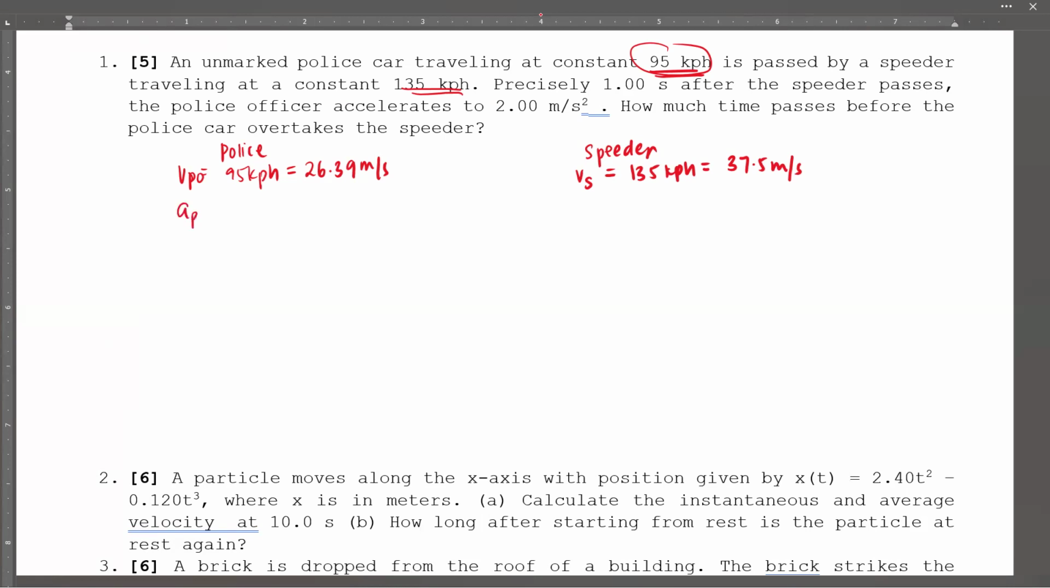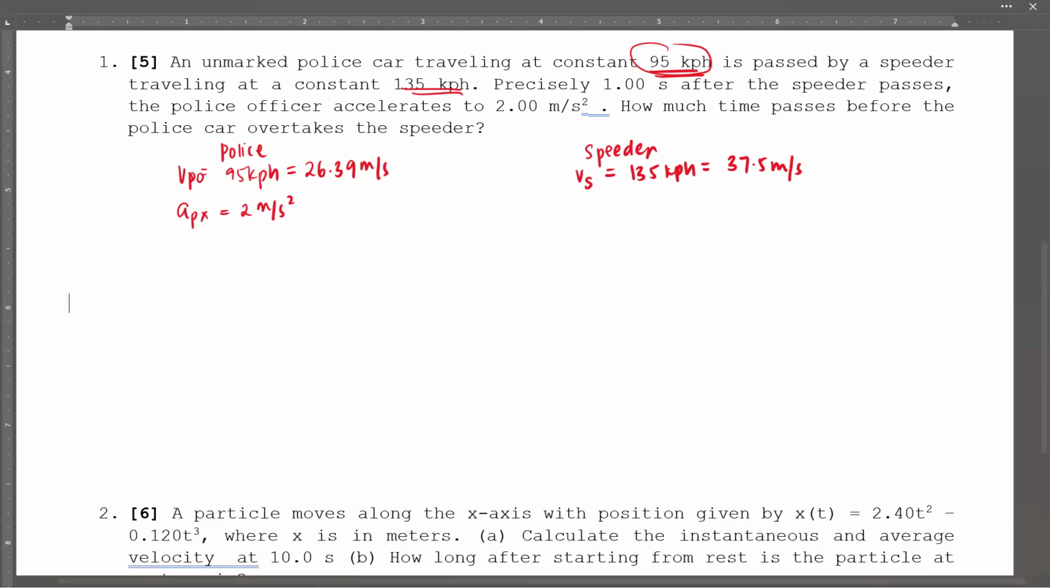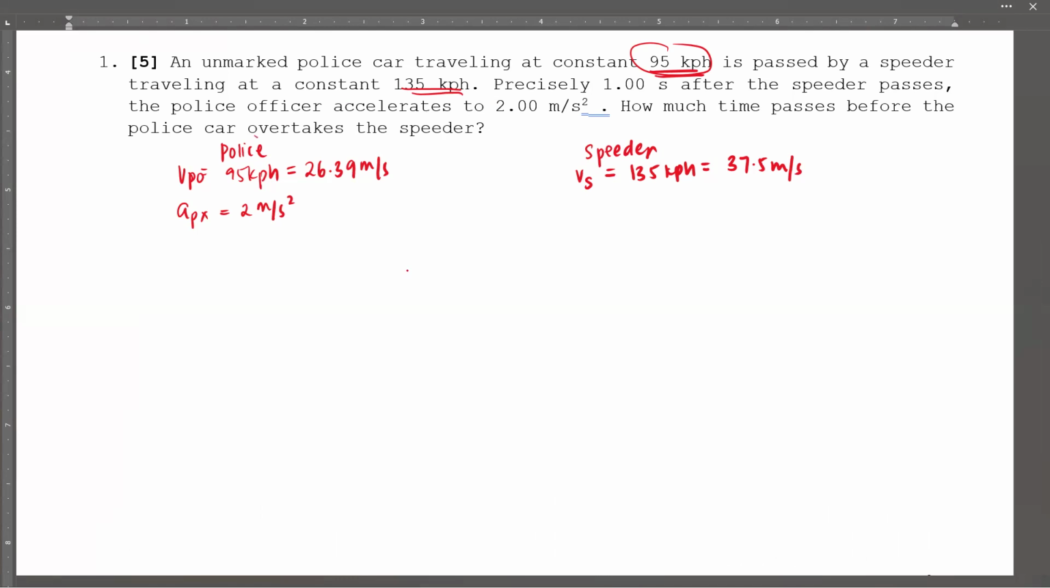So the acceleration of the police is of course along x, 2 meters per second squared. The question now is, how much time passes before the police car overtakes the speeder? So, gaano katagal bago ma-overtake ni police car yung speeder? To get the time, kailangan alam nyo yung i-assume nyo dito. Paano ba ma-overtake? Ano ba magiging pareho kapag in-overtake ni police car si speeder? Ano yung magiging same parameter nila?